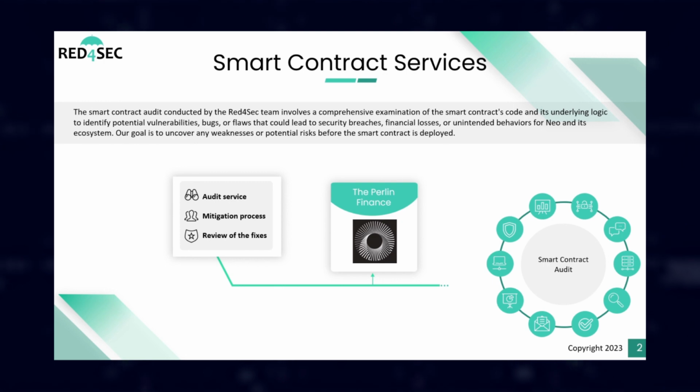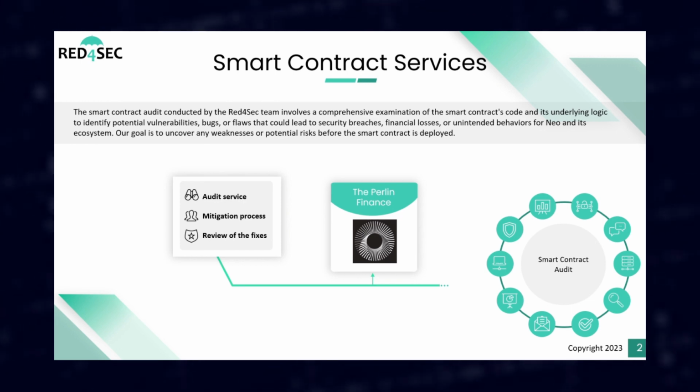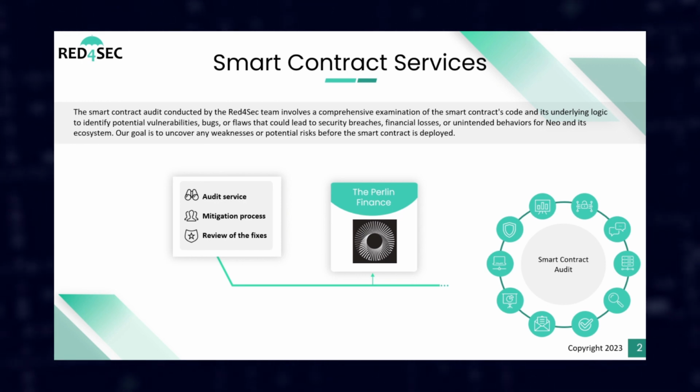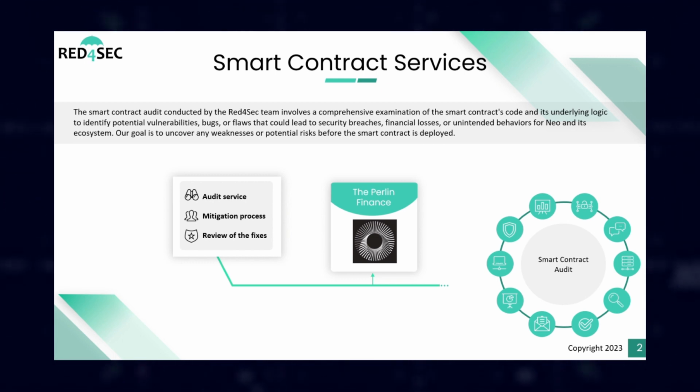First on the agenda is our work on smart contract security services. This includes audits carried out by the Red4Sec team, involving in-depth reviews of smart contract code and its underlying logic. This procedure identifies potential vulnerabilities, bugs, or flaws that might lead to security breaches, financial losses, or unintended consequences within Neo's ecosystem. Our primary objective is to expose and mitigate any potential risks before the smart contract is deployed.